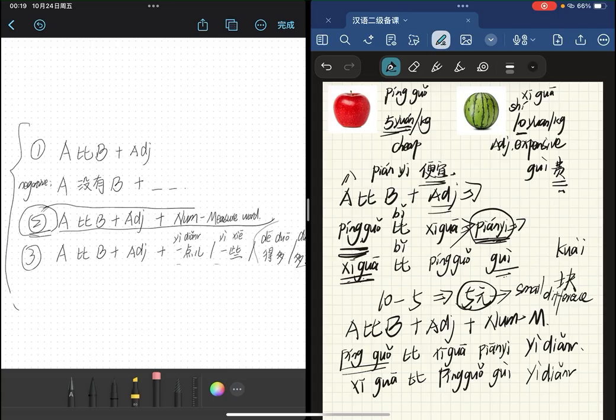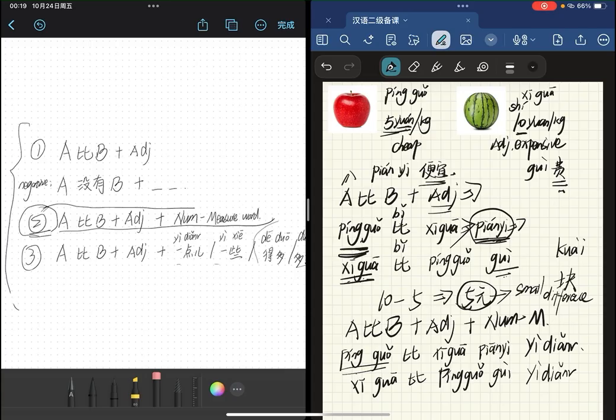And then if I want to compare more specifically, so now I know the price of the 西瓜 is 10元 and the price of the 苹果 is 5元. So 10 minus 5 and we can get 5元. So this 5元 is the price difference. Okay, so I got the price difference, so I can use the second structure to make a sentence.